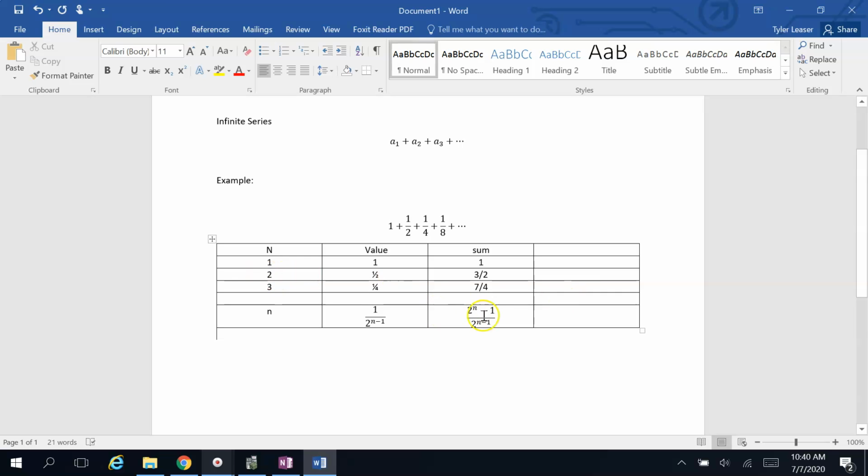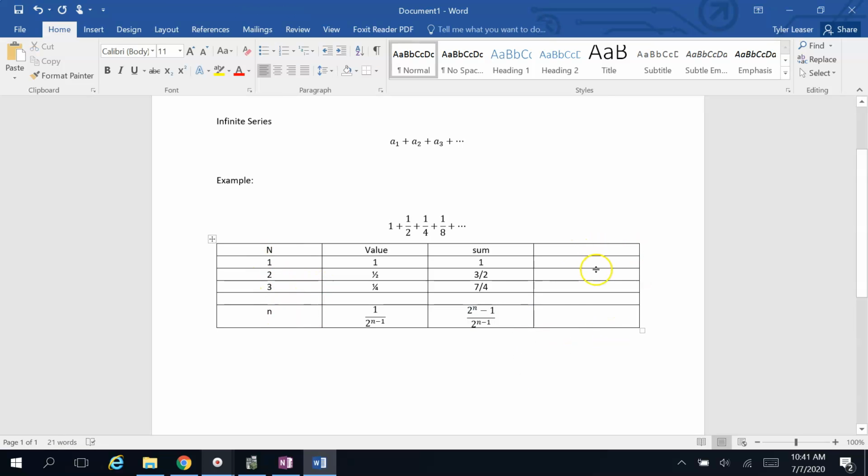If we plug 2 into this, I'm going to have 2 squared, which is 4, minus 1. That's where this 3 is coming from. If I plug the 2 into the denominator, that's going to be 2 to the 1 power, which is where this 2 is coming from. If I plug 3 into this, 2 cubed is 8 minus 1. It gives us the 7. Plugging the 3 into the denominator, 3 minus 1 is 2, and 2 squared gives us the 4. So this really is the pattern for the sums of just the first n terms.